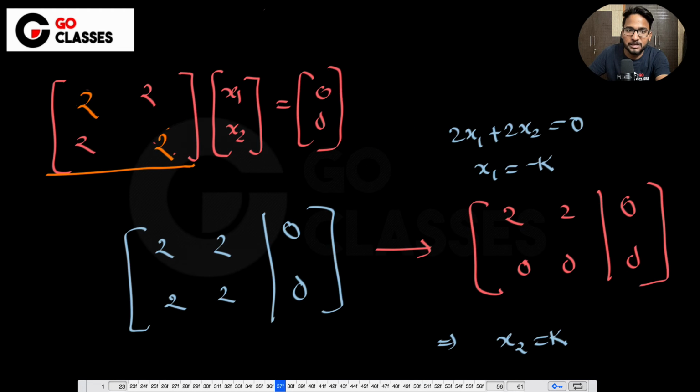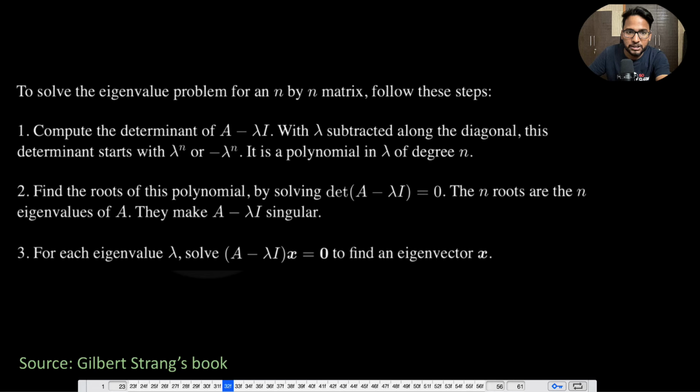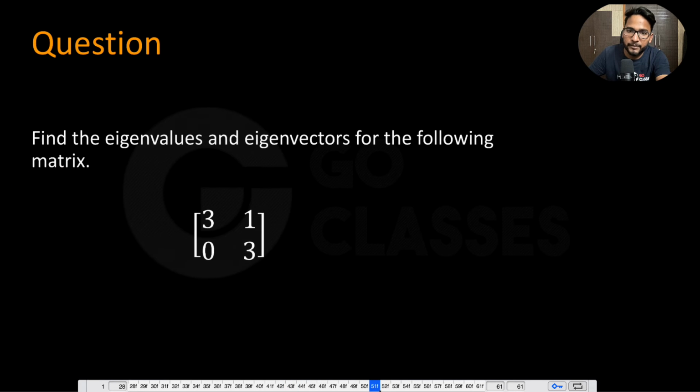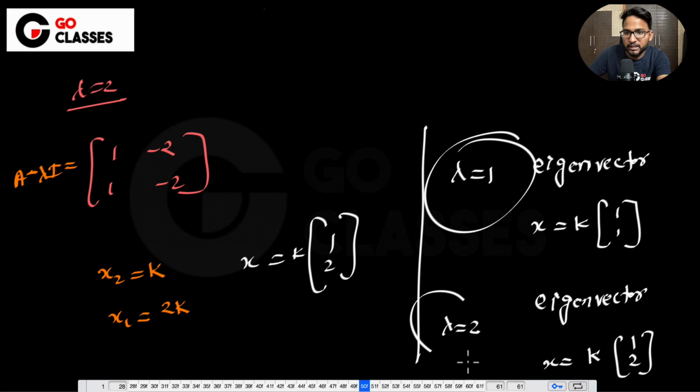See, the statement itself is saying that eigenvectors from different eigenvalues are linearly independent. So if these are different eigenvalues, then definitely they are linearly independent. That's what the statement says.